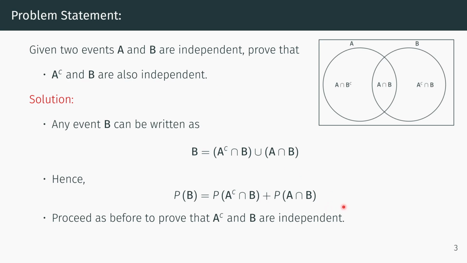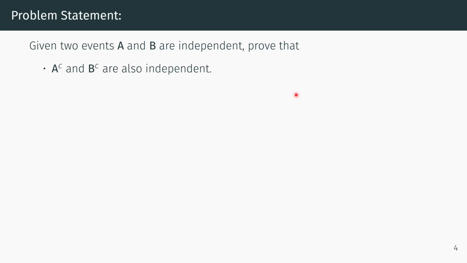Okay, right. So next, the third and last one would be: if two events A and B are independent, then A complement and B complement are also independent. Okay, so how do we prove that? To prove this result, we will take the help of De Morgan's law, which states that A complement intersection B complement is the same as A union B, whole complement.